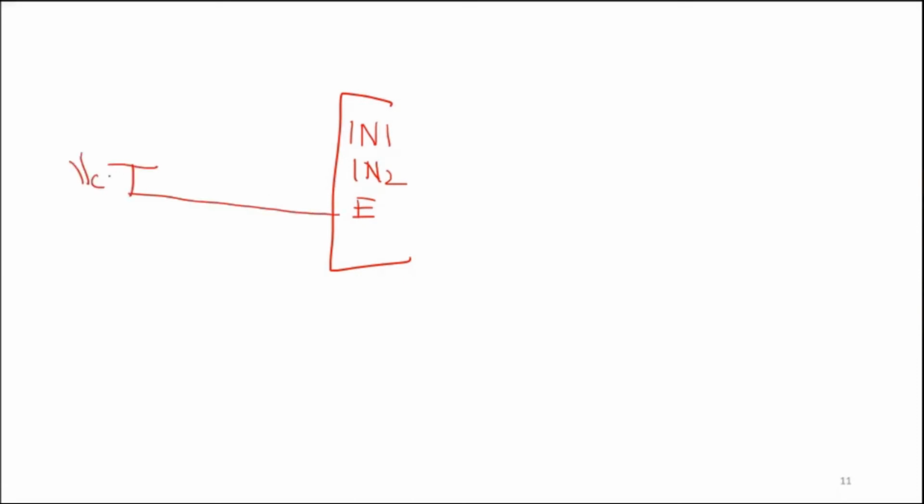See, this is in 1, this is in 2, this is enable line. So I connected my enable line to power supply VCC. I connected my in 2 also to power supply. Let us say I wanted to connect in 2 to ground. The best possible way is you can connect in 2 here itself. That is the best possible way.